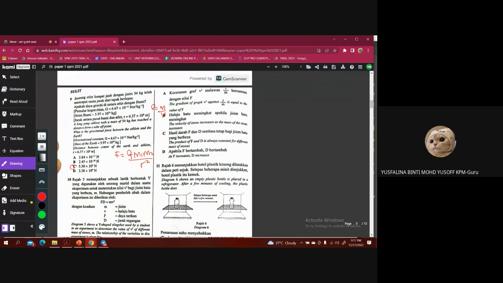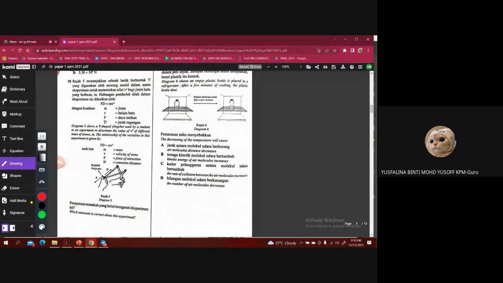Okay, this one you got actually 527.26, but we round it off to 2 decimal points, so 5.30. So you can calculate, I give you the formula. G is already given. M1 is the mass of the earth, and the mass of the athlete is 54, also given, that is M2. And R is the radius, also given in the question. So just substitute it, okay?